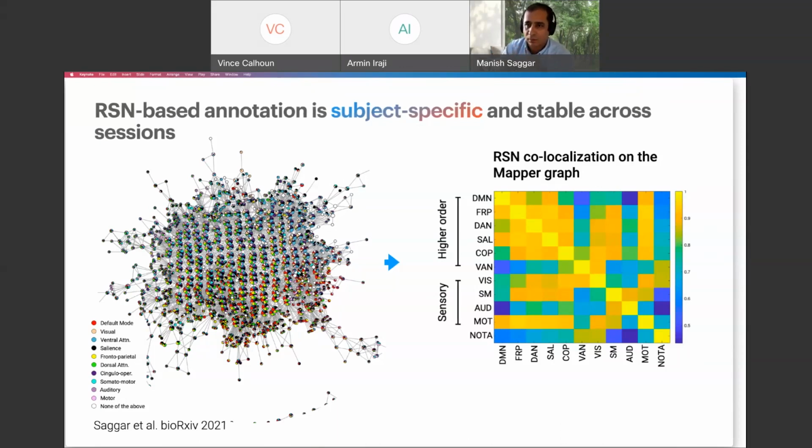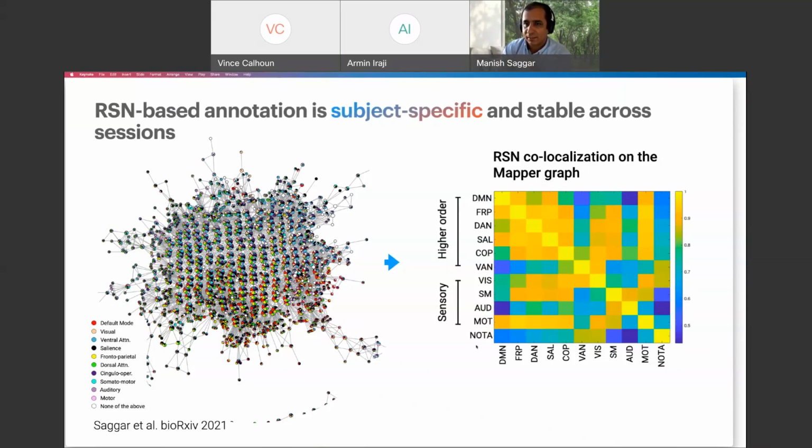So we created this co-localization matrix, which is just showing which networks go up, go together, activate together. So DMN and frontoparietal, for example, in this person kind of go up and down together. So you have a high similarity between DMN and frontoparietal network. And then we organize this whole similarity matrix by looking at higher order versus sensory, just to clarify what may be happening.